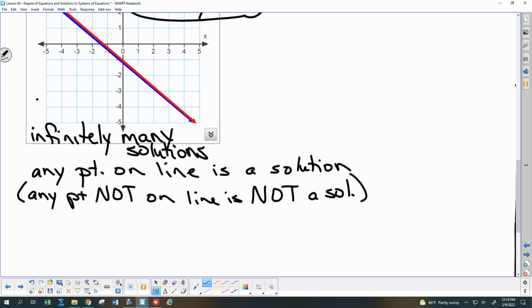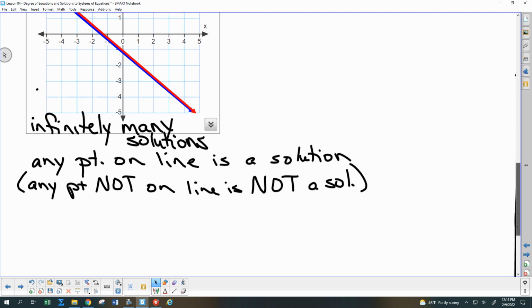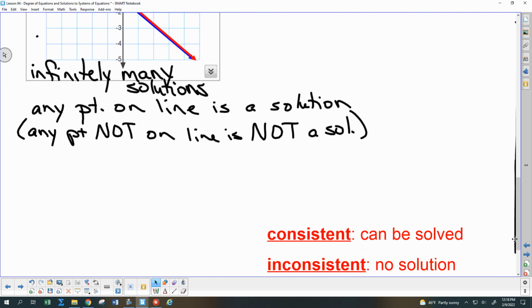There's some other vocabulary that I'm going to introduce here. First, consistent means it can be solved. It does have solutions. And inconsistent means it cannot be solved. There are no solutions. So this one where they are the same line has infinitely many solutions. So yes, it does have solutions. So it is consistent.